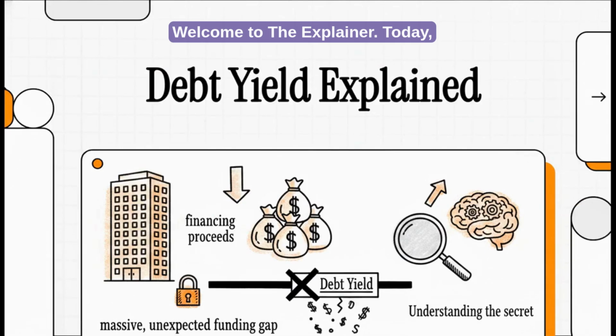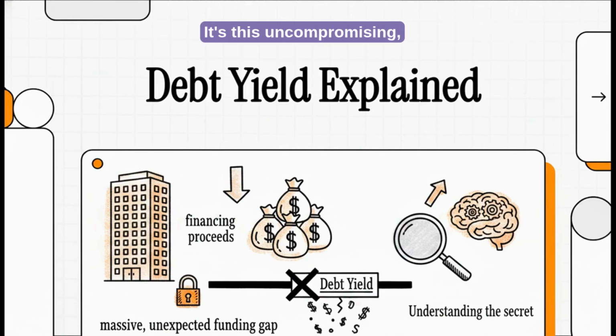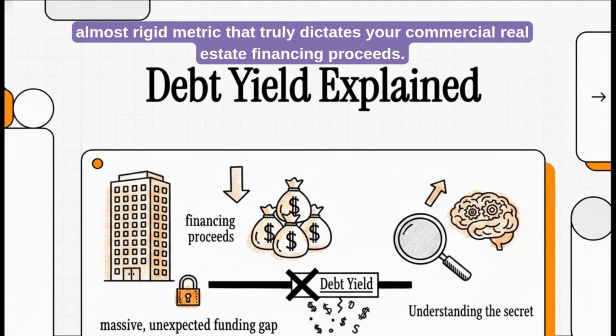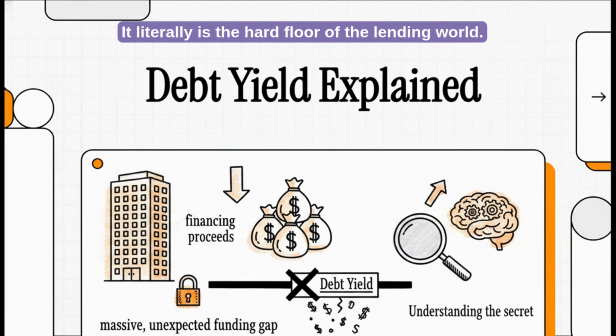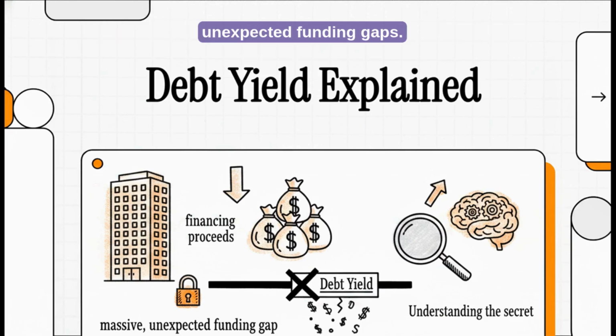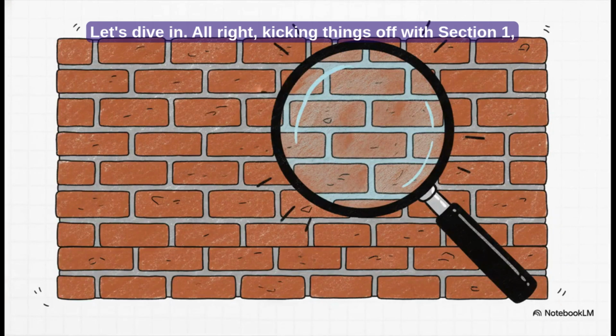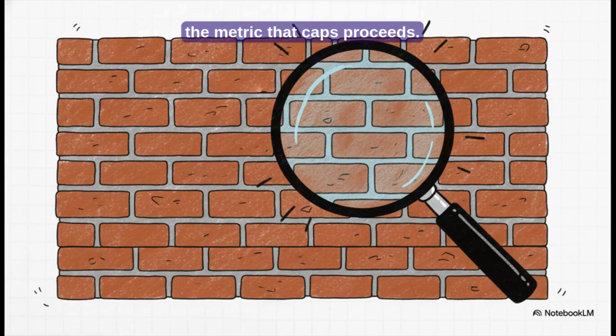Welcome to The Explainer. Today, we're decoding something crucial: debt yield, the hard floor of commercial lending. It's this uncompromising, almost rigid metric that truly dictates your commercial real estate financing proceeds. It literally is the hard floor of the lending world, and fully understanding it, that's your secret weapon to avoiding those massive, unexpected funding gaps. Let's dive in.